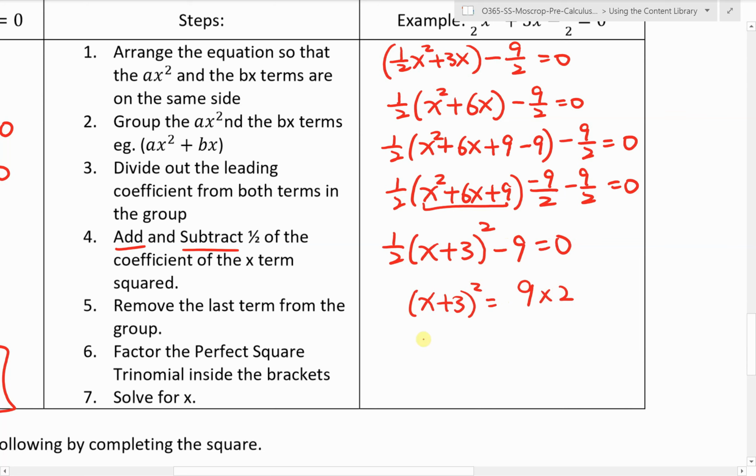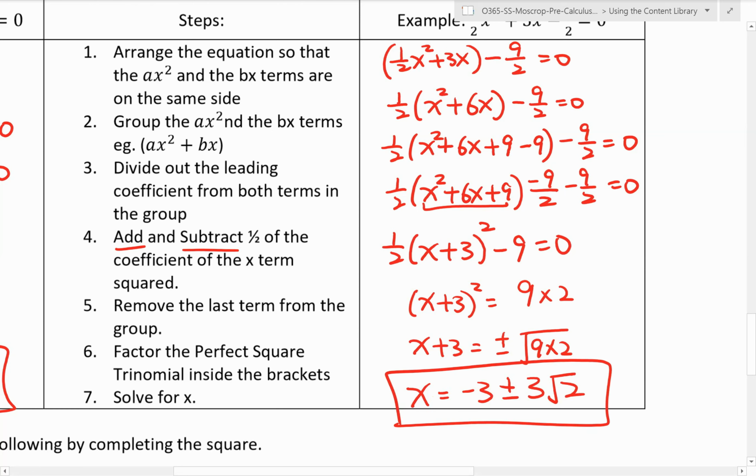Now we can square root both sides. So x plus 3 is equal to plus minus square root of 9 times 2. I'm actually going to write it as root 9 times root 2 because we can simplify this, right? Square root of 9, we know that's a 3. So last step, I'm going to move the 3 to the right. That becomes negative 3 plus minus, again, square root of 9 is just 3. And there's the root 2 there that we cannot do anything about. So there's our final answer.